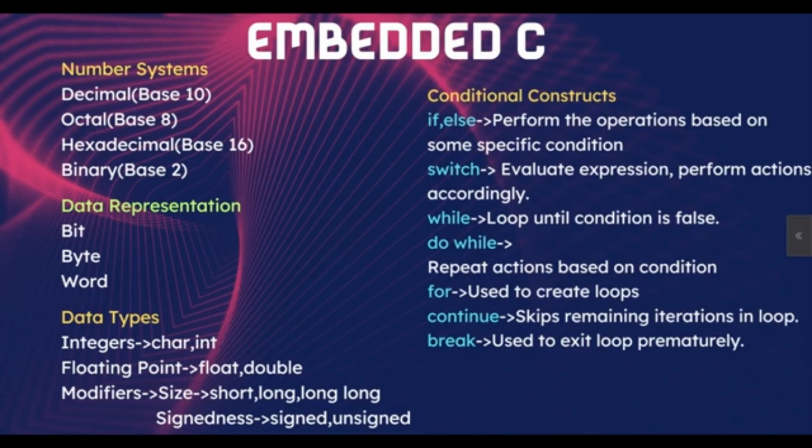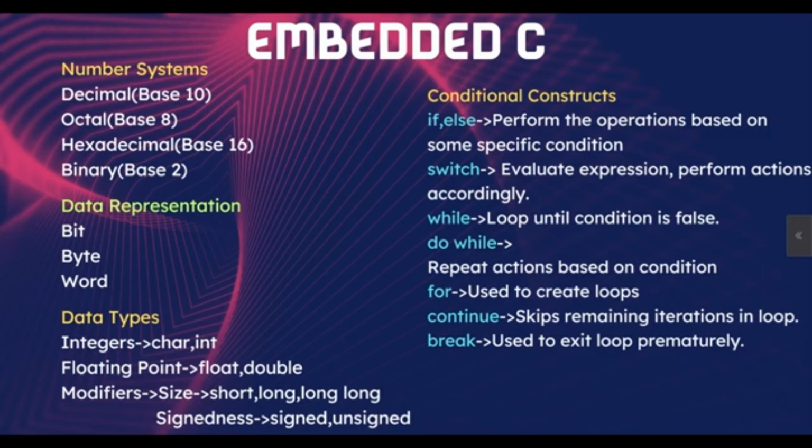Then next is data types. First one is integer. Under integers, char and int are coming. And under floating point, float and double. Modifiers. Modifiers are C keywords that modify the meaning of fundamental data types. Under modifiers, there are two types coming, size and signedness. Under size, short, long, long long, and under signedness, signed and unsigned. Next is qualifiers. A qualifier is a keyword that is applied to a type resulting in a qualified type, like const and volatile are the examples for that.